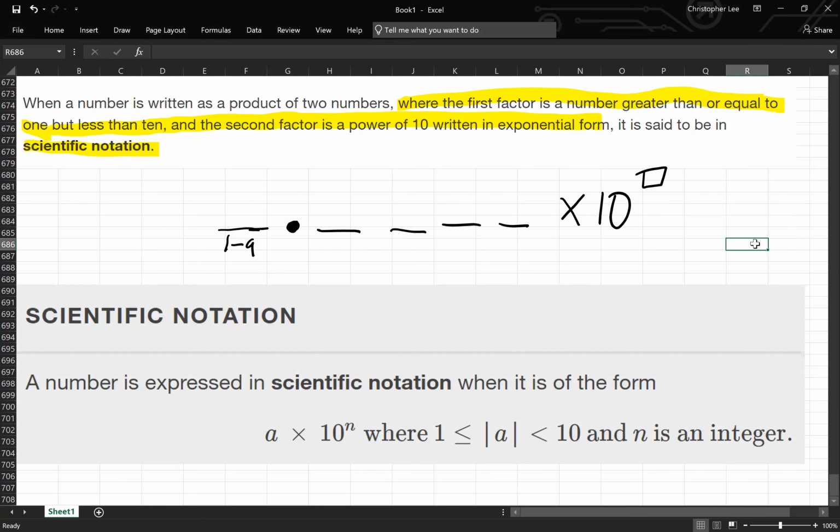All right, so real quick, scientific notation. A number is expressed in scientific notation when it is of the form a times 10 to the n power, where 1 is less than or equal to the absolute value of a, which is less than 10, and n is an integer. All right, this is scientific notation.